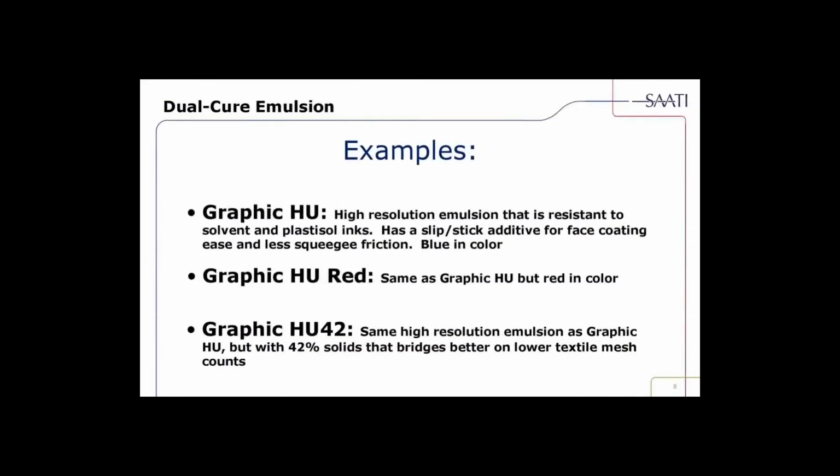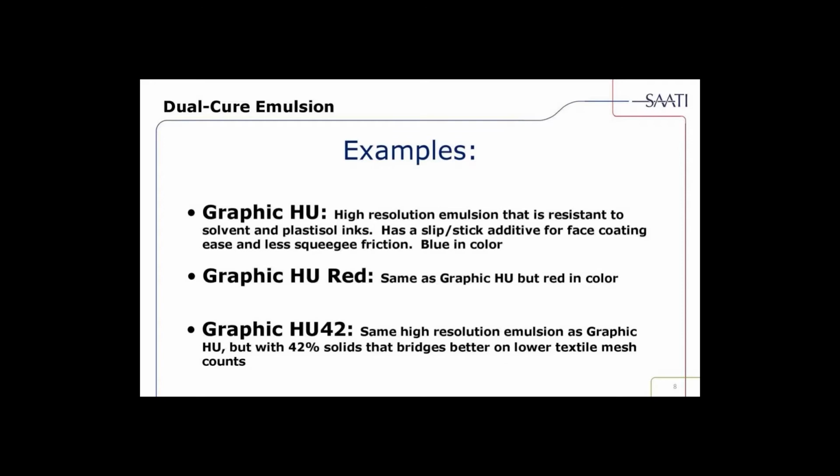Here are some examples of the Saati dual cure emulsions. The Graphic HU is a high-resolution emulsion that is resistant to solvent and plastisol inks. It has slipstick additive for face coating ease and less squeegee friction. The product's blue in color.